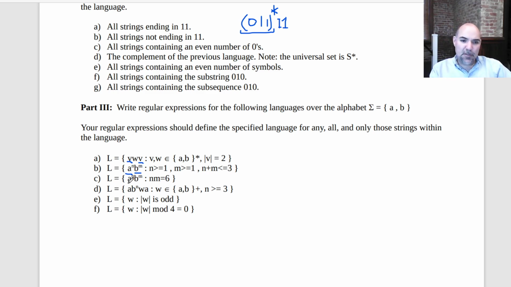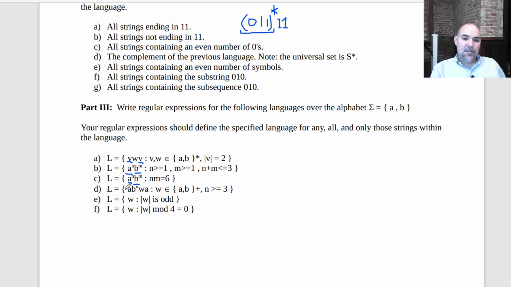The next one is similar. We have a string of A's followed by a string of B's. But if I multiply the number of A's times the number of B's, I get the number 6. So you have to think about how many things I can multiply together to get 6 and represent all of those possibilities there.